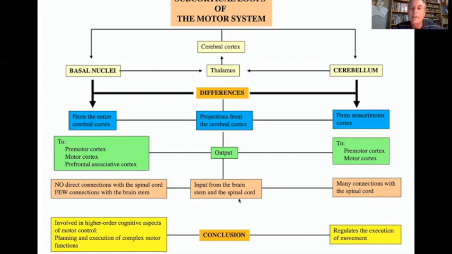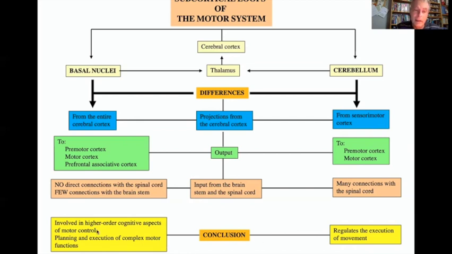From the brainstem, the basal nuclei receive no direct connections from the spinal cord, and some of them, but few, from the brainstem, as we have identified previously. In the case of the cerebellum, many of the connections are coming from the spinal cord, a lot of them. It also receives from all the centers and brainstem, but a lot of them are coming from the spinal cord. So, finally, in summary, both structures are related to motor functions.